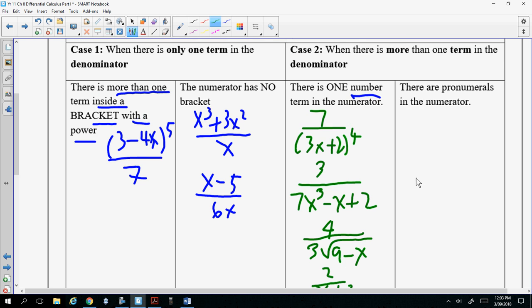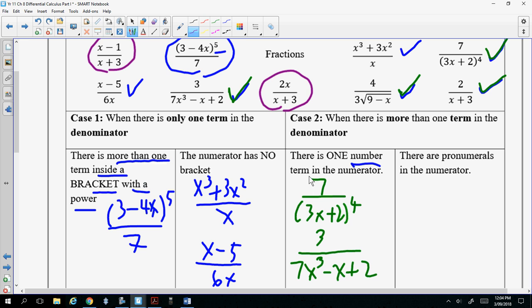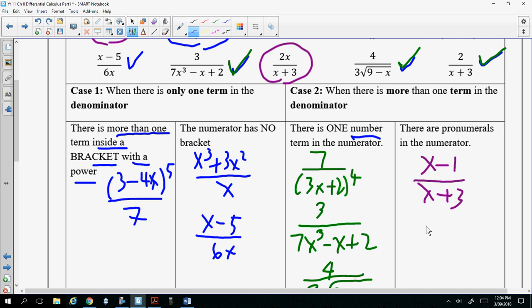And what else have we done? And then these ones have got a polynomial on the top. Now, these belong to this group because they've got 2 terms in the denominator. Okay? Alright, so you write x minus 1 over x plus 3, as well as 2x over x plus 3. Okay, good. Alright, I think everything is accounted for.